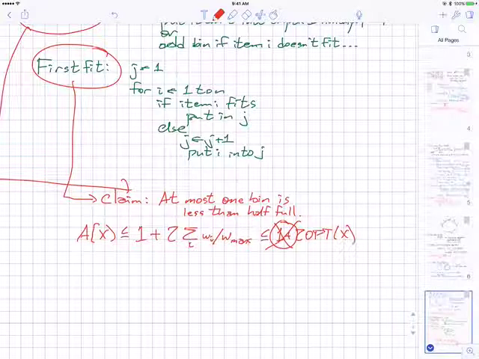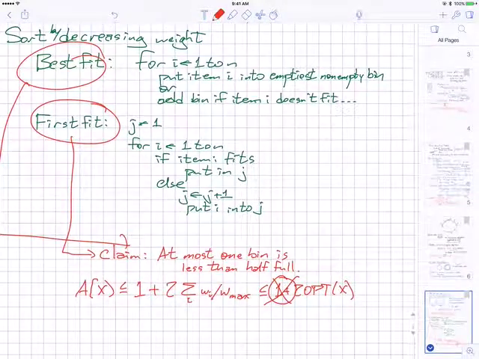Could you explain how this works unsorted? I think unsorted this works for best fit. Would you have to check the previous boxes to see if it's there? For first fit, if it's unsorted, then no, this argument doesn't work. But there's a separate argument that says any two consecutive bins together carry the amount of weight of a single bin. So you still get a 2 approximation.